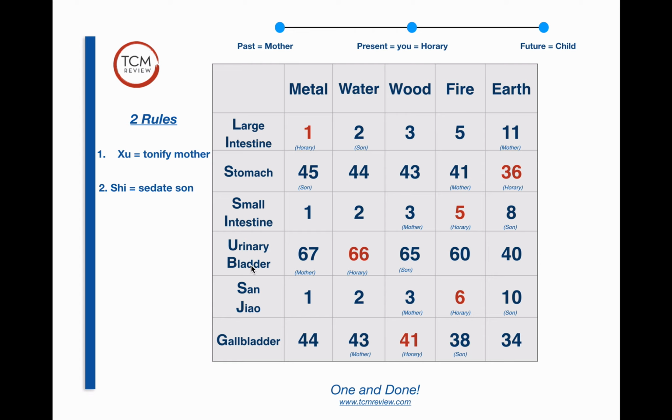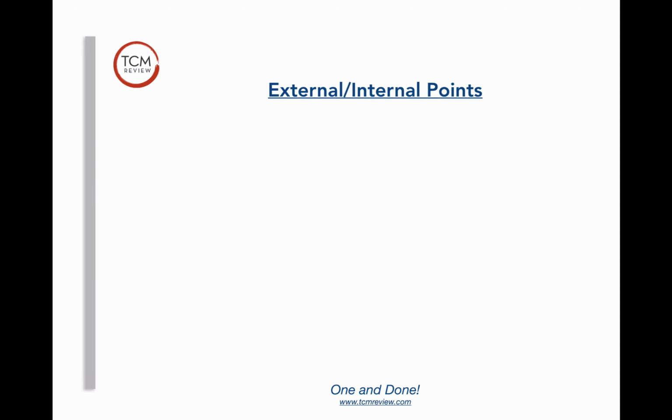So if we looked at bladder as an example, if we had bladder deficiency, we might use bladder 67. If we have bladder excess, we would use bladder 65. All right. As I said, there are two more points that you can use, possible points to treat this issue. So first, let's look at our external and internal points.